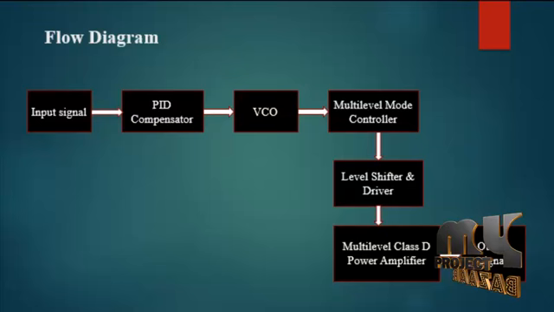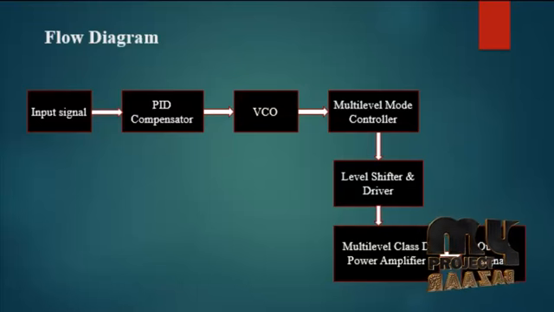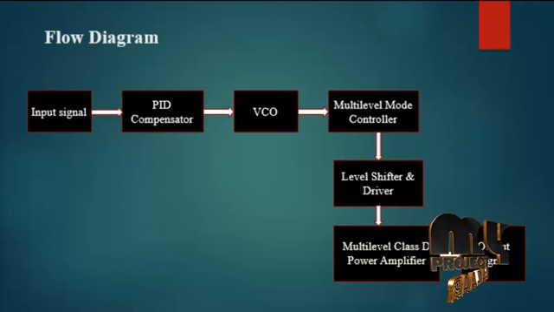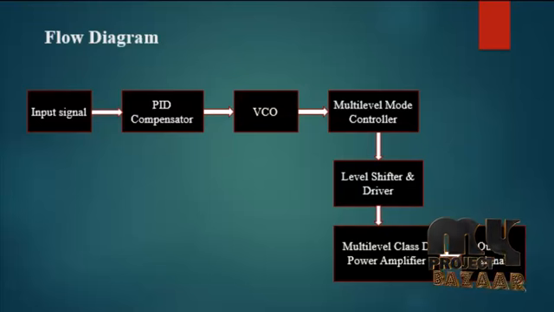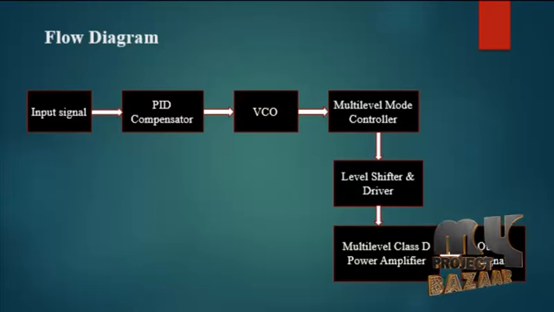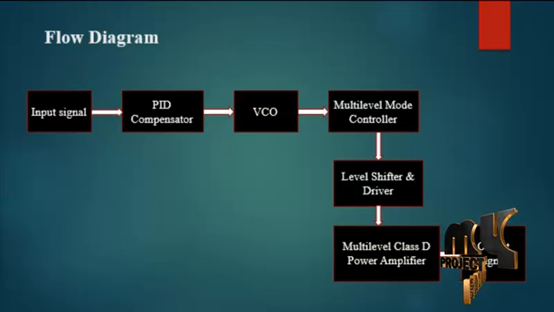The non-overlapping operation contains some components and blocks. They are a voltage controlled oscillator, a phase detector and a multi-mode controller. These blocks are all running under the non-overlapping operations. The non-overlapping operation blocks are directly applied into the level shifter and driver. The level shifter shifts the level to the next level for use by the driver. This shifted level is directly applied into the multi-level Class D power amplifier.